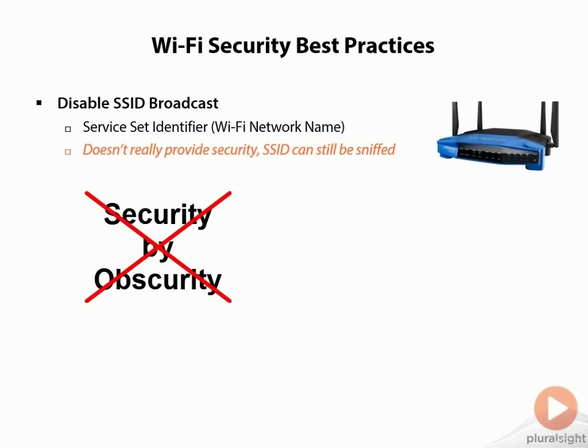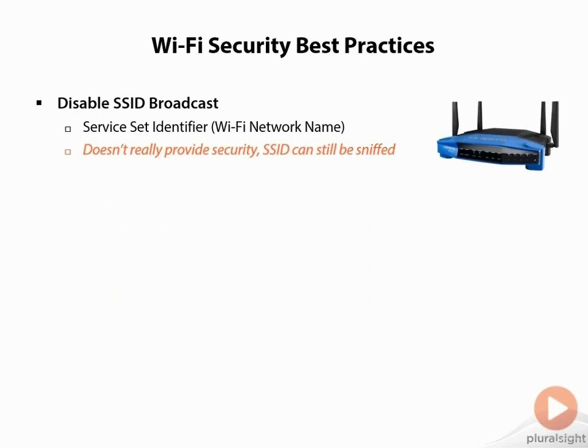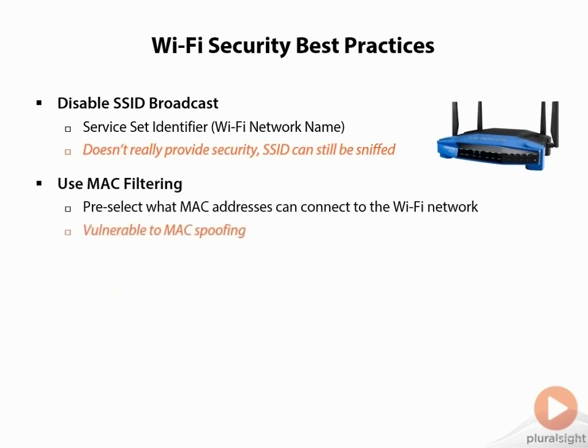The average person on the street who opens up their laptop and is looking for Wi-Fi networks to connect to, sure, they wouldn't see it. But anyone who's actually trying to get access to your network can easily find out what that is. Okay, so MAC filtering would be the next one.